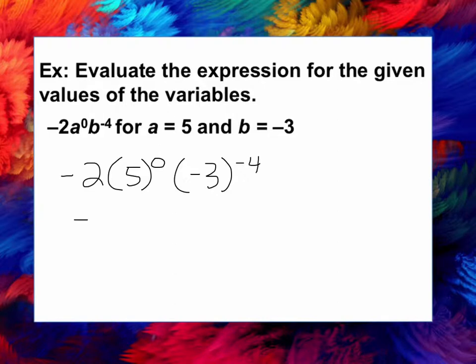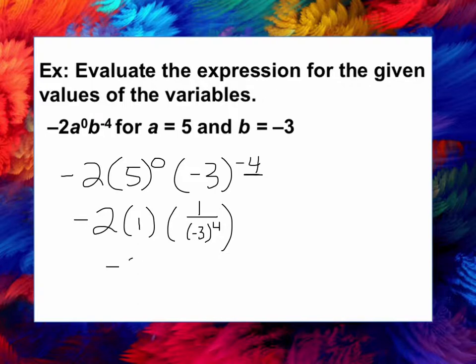So I'm going to rewrite the negative 2 because it's fine. Remember, I got to do exponents first for order of operations. 5 to the 0 power is 1. And then I'm going to go ahead and evaluate this negative exponent negative 4, and that becomes 1 all over. Notice negative 3 is in the parentheses, so it stays within parentheses. And that's negative 3 to the positive 4th power. And then negative 2 times 1 is negative 2.